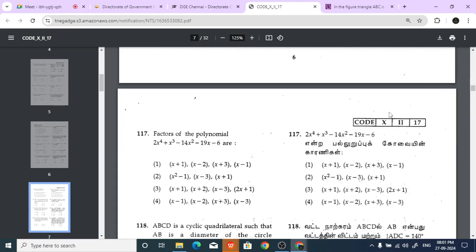Okay, I'm skipping 117. I'm just taking little easy kind of questions, not difficult ones. Can you read 117? Rakshan, can you read? Factors of the polynomial 2x power 4 plus x cube minus 14x square minus 19x minus 6. They have given 4 options. Which option is correct?